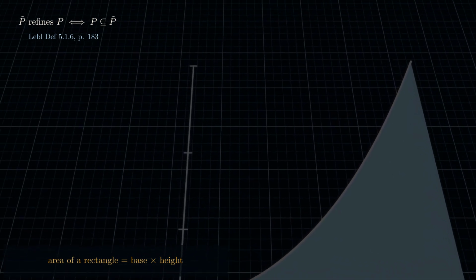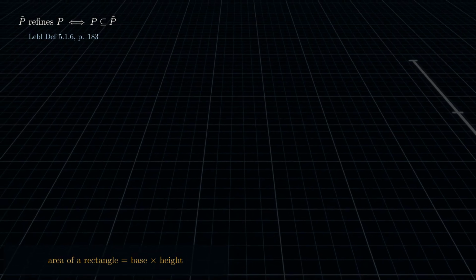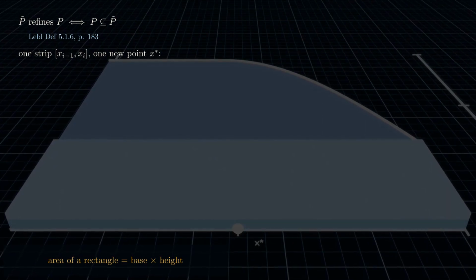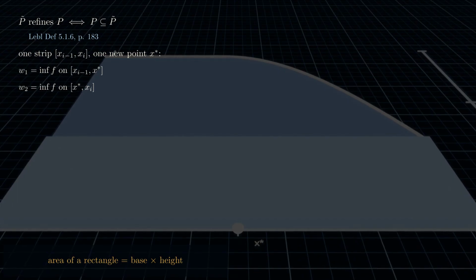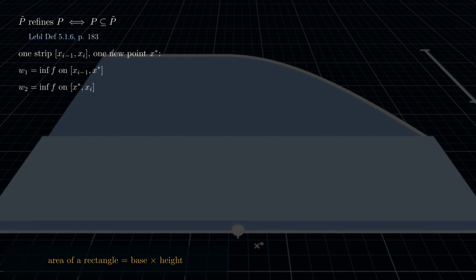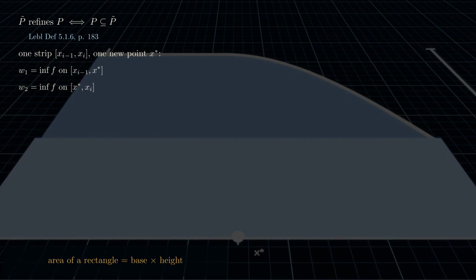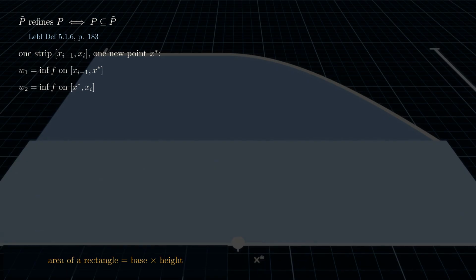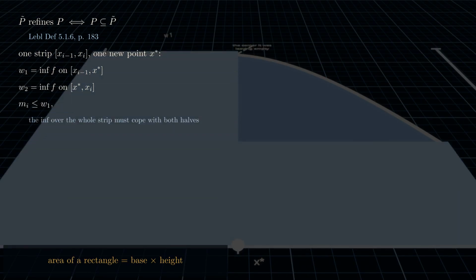The claim: L of P is at most L of P tilde, and U of P tilde is at most U of P. Why? Take one strip, drop in one new point, x star. It splits into a left piece and a right. Let W1 be the infimum of f over the left, W2 over the right. The infimum over the whole strip must sit under every value in it, including whatever nasty low value lurks in the far half. The infimum over the left answers only to the left, so it can afford to be higher. mi is also a lower bound for the left piece, and W1 is the greatest of that piece's lower bounds, so mi is at most W1. Likewise, mi is at most W2.